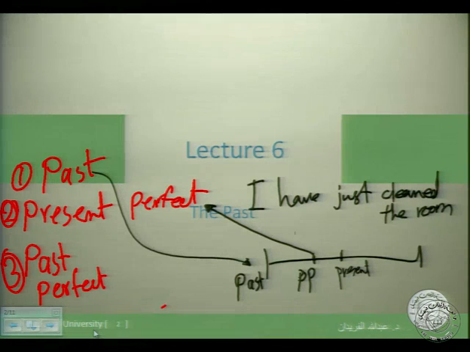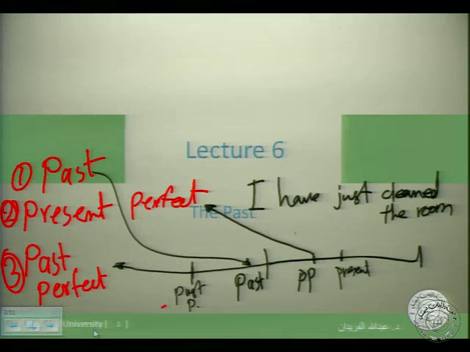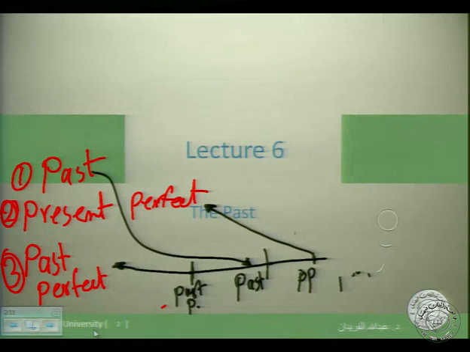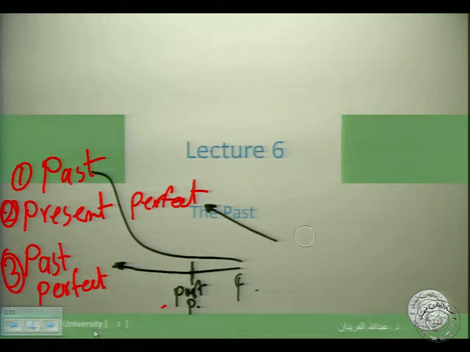And if we have two actions in the past, I would call it past perfect. This is past. This is perfect. The past perfect means an action that was completed in the past and before another action. So let's draw the timeline again and explain it with examples.